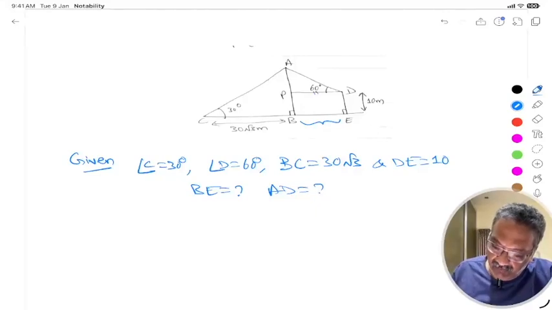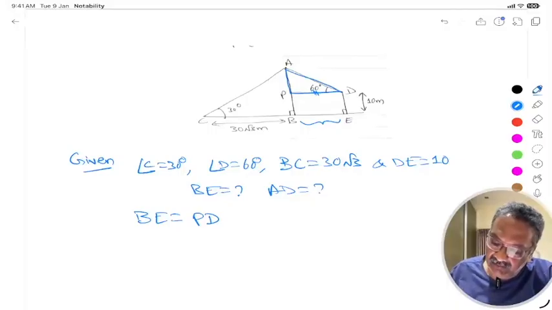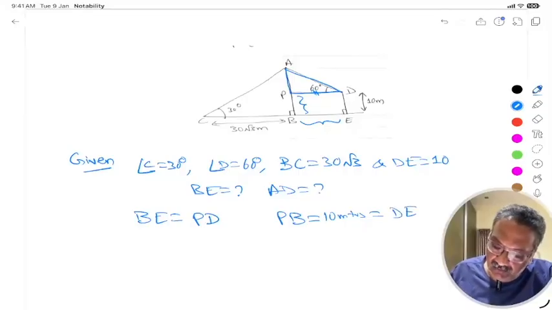BE will be equal to PD, right? So now we can take this triangle, and if one side is known, we can find PD. Now AP we don't know, but we know PB. PB is equal to 10 meters because it is equal to DE. So we will first try to find the full length AB from this triangle, because here we know 30 root 3.